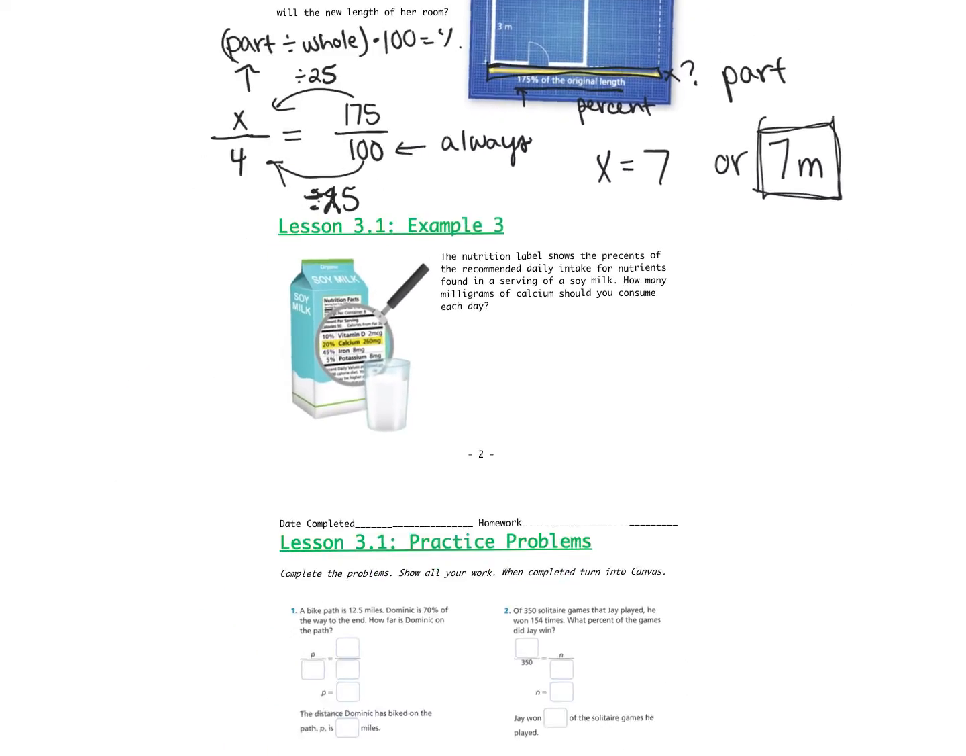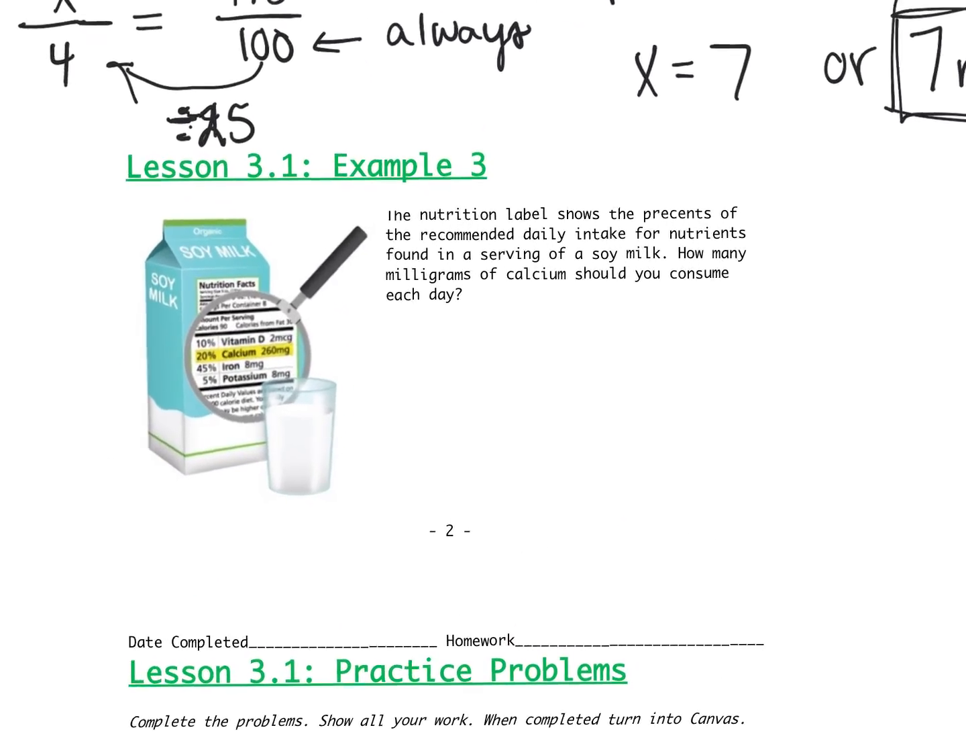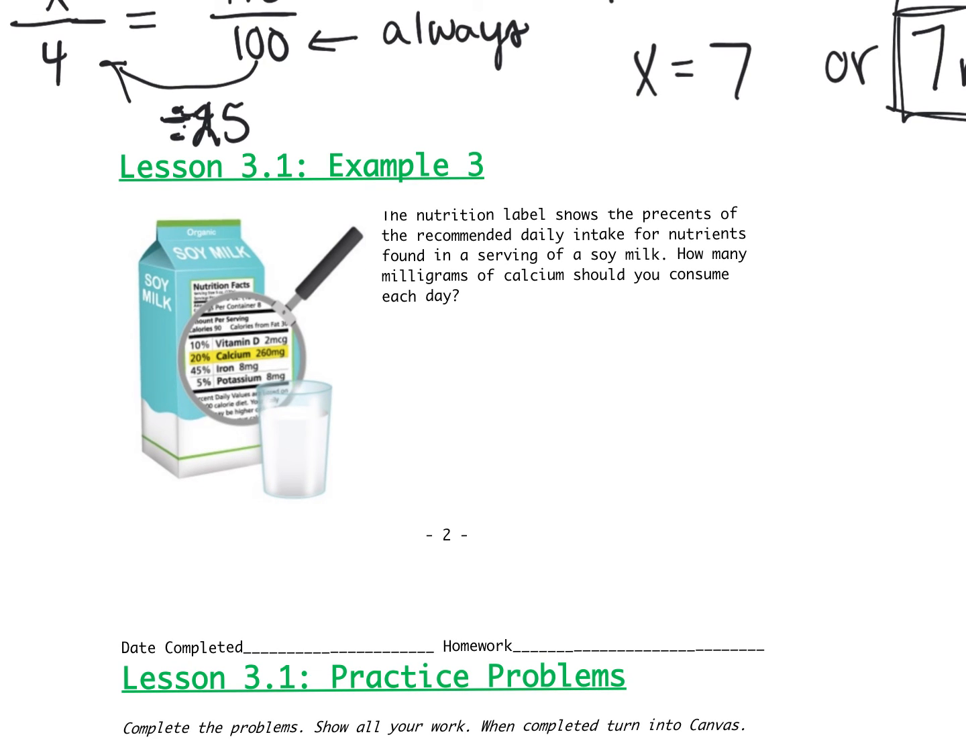All right. Last one, guys, before you have practice problems. So the nutrition label shows the percent of the recommended daily intake of nutrients found in the serving of soy milk. How many milligrams of calcium should you consume each day? So over here we have 20%, and this has 260 milligrams.